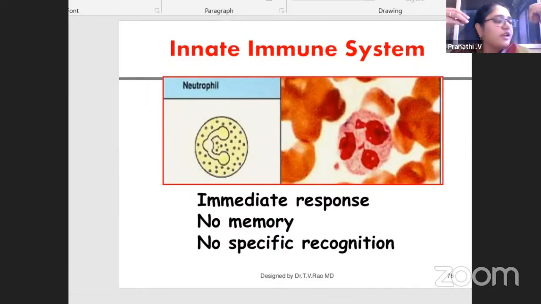Now, if you have been infected with chickenpox when you were a young child, you have that particular immunity throughout your life.